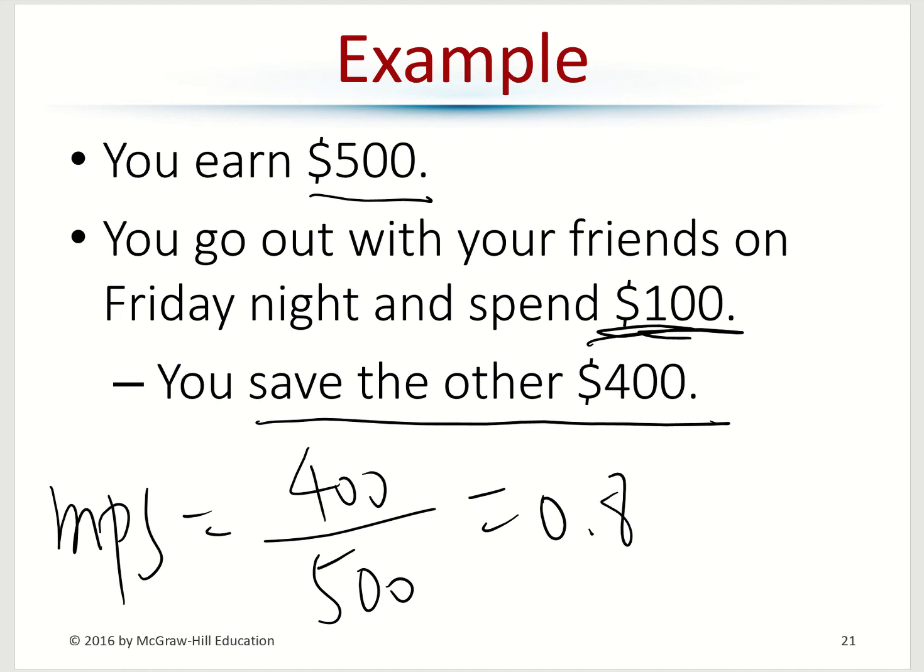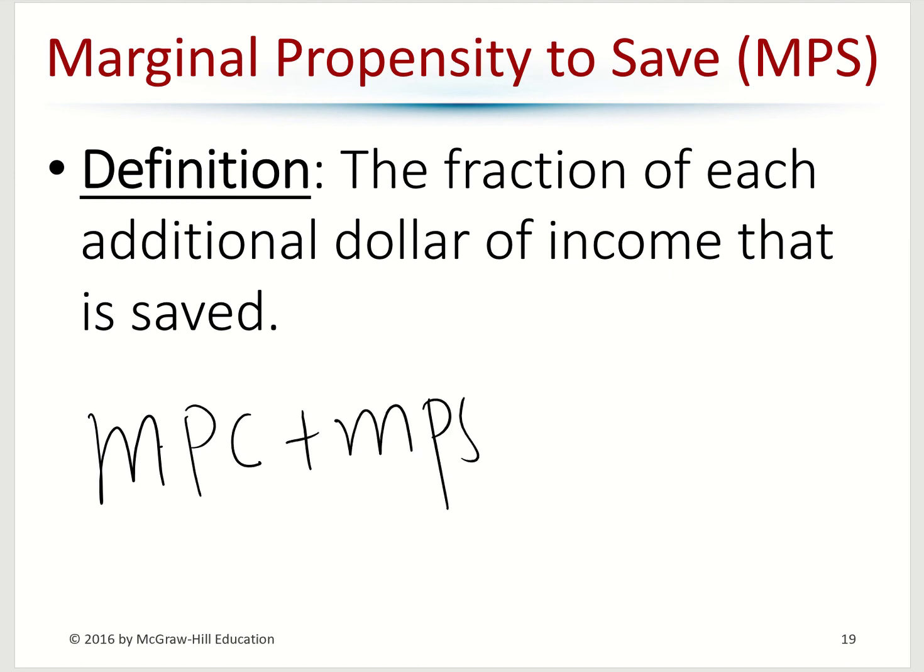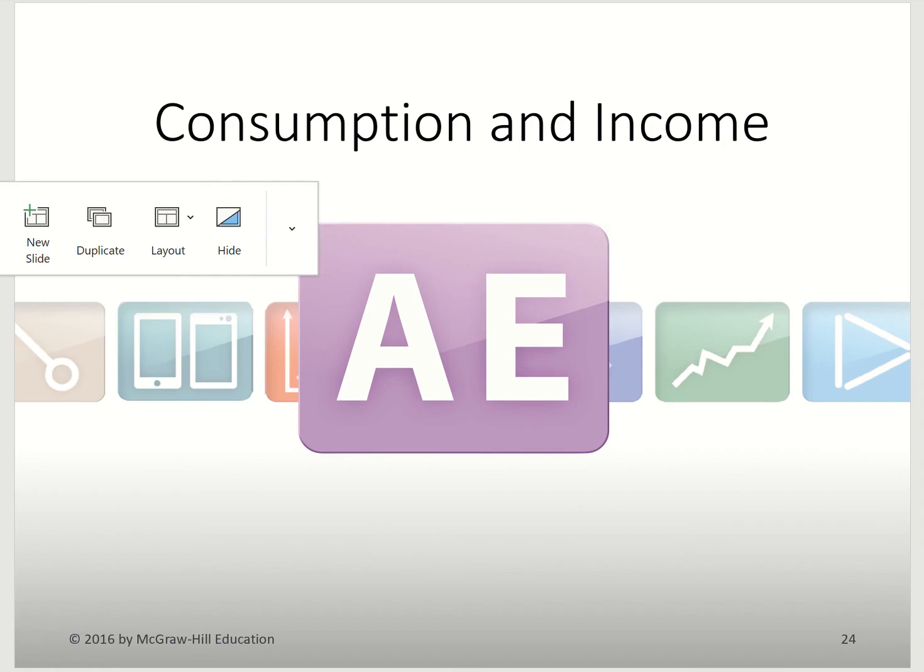All right, and then one more thing you need to know is that your MPC plus MPS equals 1, and that's always true. Okay, so MPC plus MPS is always equal to 1. All right, now let's look at our consumption and saving together, or consumption and income.